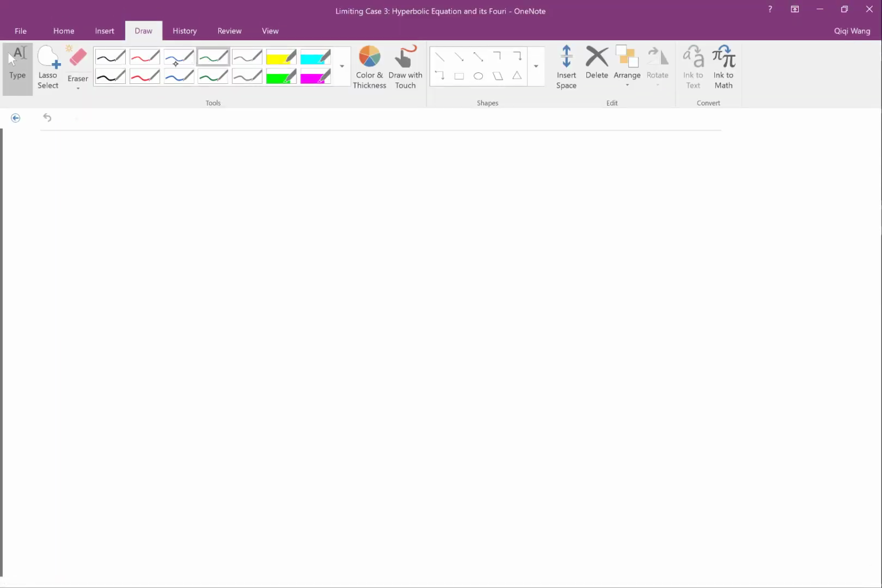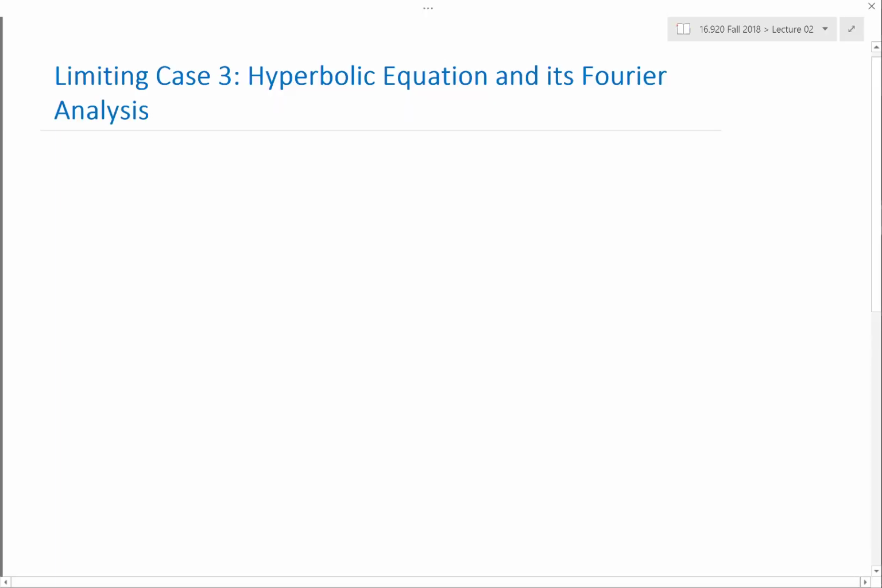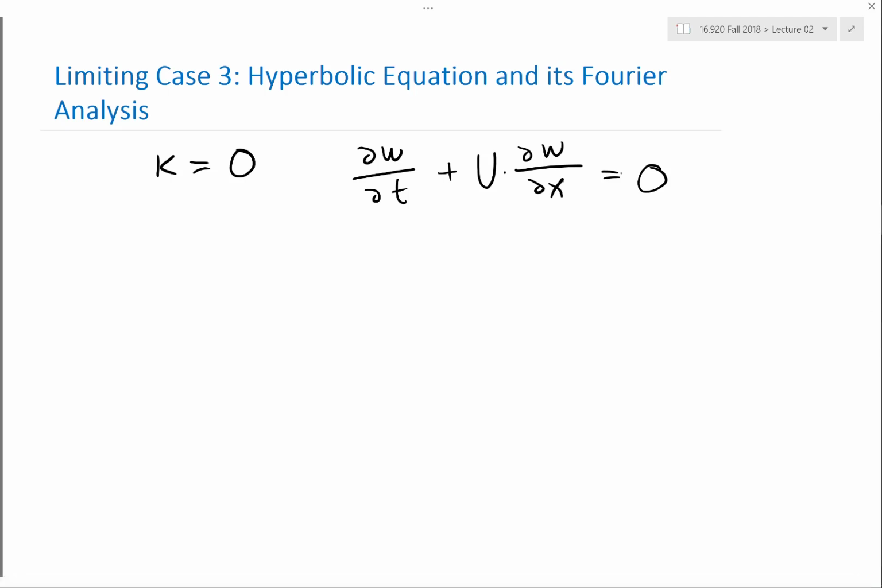So for hyperbolic equations, let's look at what is special for this case. What is special is kappa is equal to 0. So the rate of diffusion here is equal to 0. And when that happens, the equation becomes partial W, partial T, plus our original big U, partial W, partial X is equal to 0. Right, so there is no second order derivative anywhere anymore.